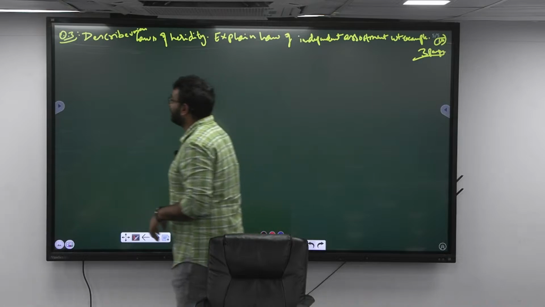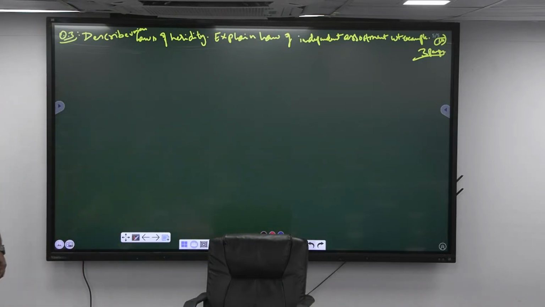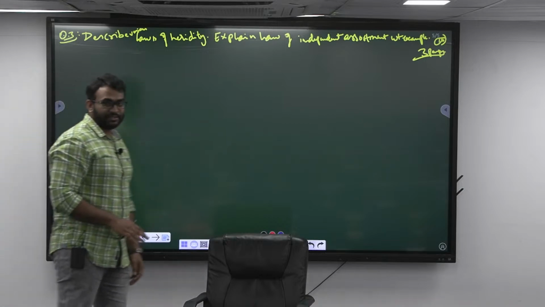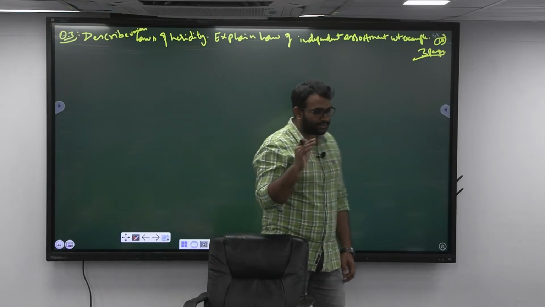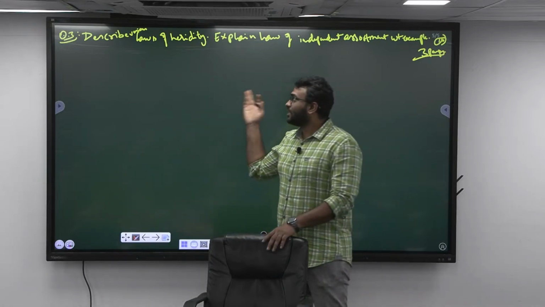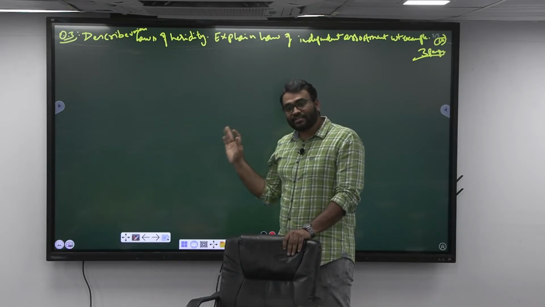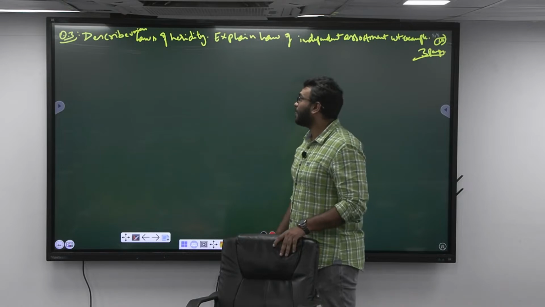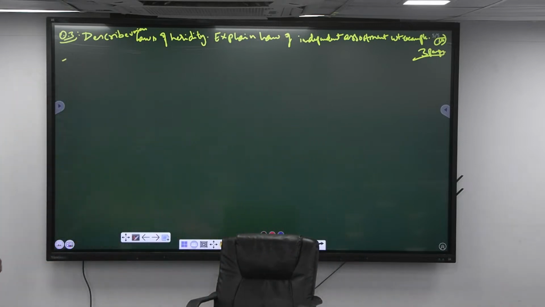We'll discuss: describe various laws of heredity, explain law of independent assortment with examples. This is one of the most repetitive questions in genetics. Though it will be asked a hundred times, the 101st time also it will be asked, because this is the bedrock foundation for genetics. That's why this concept is important. Now, what is the structure for this answer?